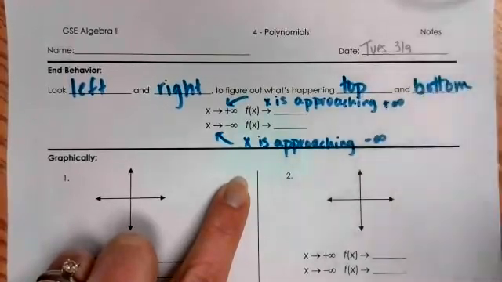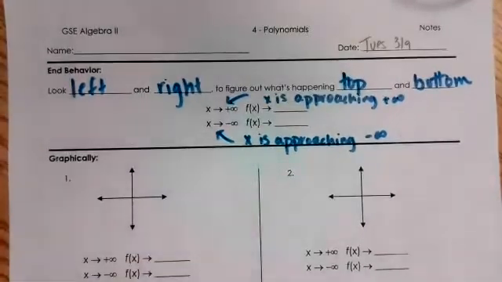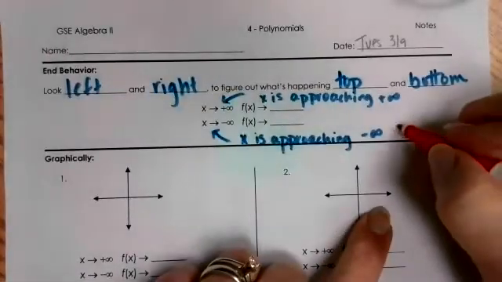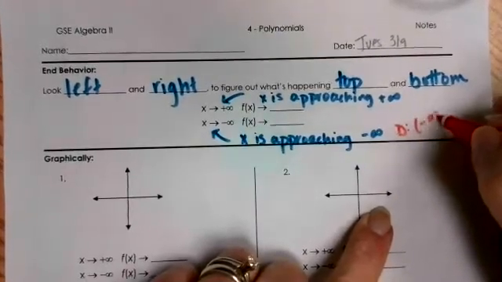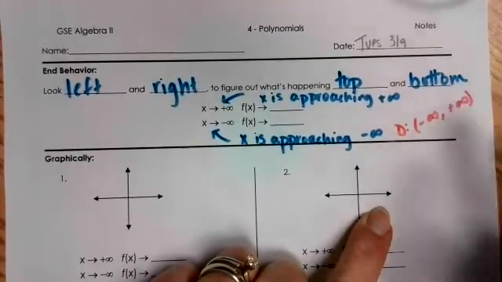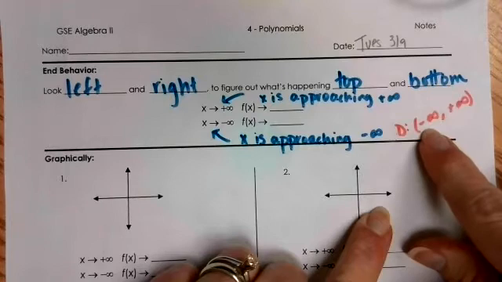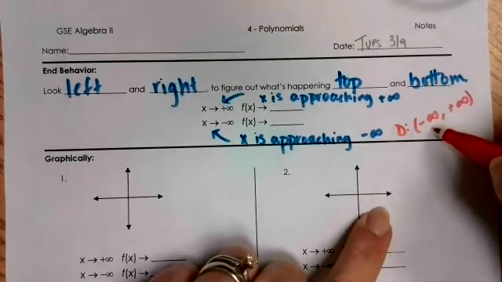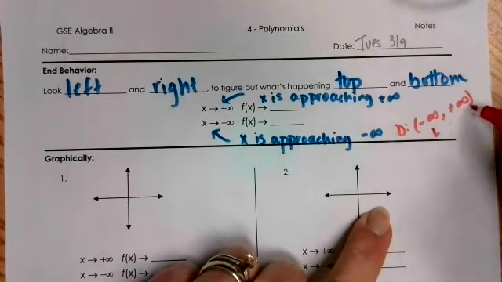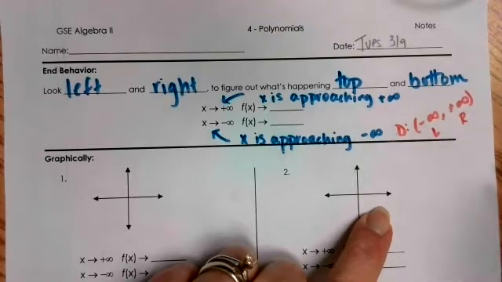and then here I read it as x is approaching positive infinity. So if you remember from yesterday, the domain of any polynomial function that we'll be dealing with will always be negative infinity to positive infinity. So I'm going to look at each side of my domain. So negative infinity is always on the left side, and positive infinity is always on the right side.